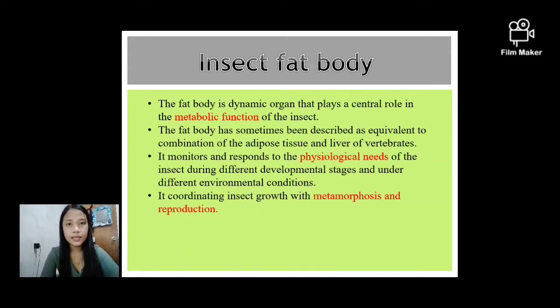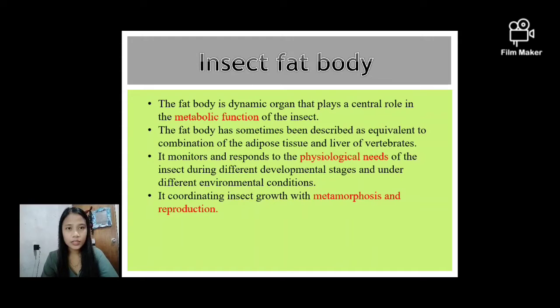It monitors and responds to the physiological needs of the insect during different development stages and under different environmental conditions. These different development stages, we know that there are 4 life stages of insect, right? The egg, larva, pupa, and adult, or what we call the complete metamorphosis. So their response depends on their physiological needs.